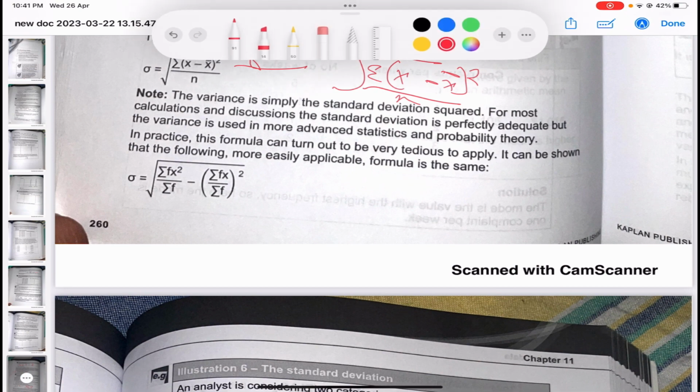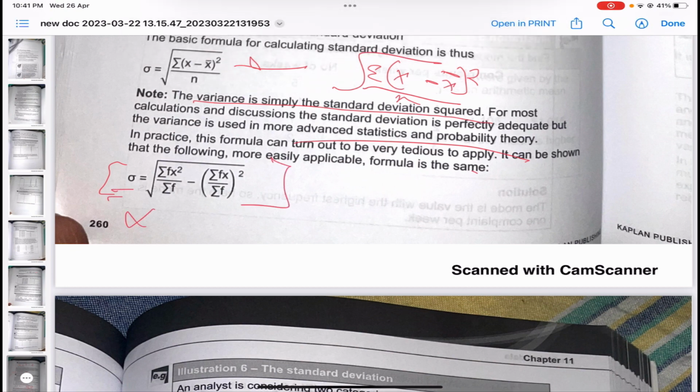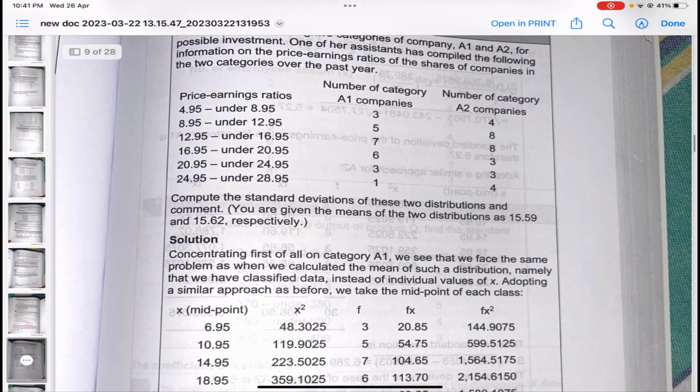The variance is simply the standard deviation squared. For most calculations and discussion, standard deviation is perfectly adequate, but the variance is used in more advanced statistics and probability theory. So this would be the formula of the same. So this is how you calculate the standard deviation. However, if you want to find out the variance, that would be the square of my standard deviation.